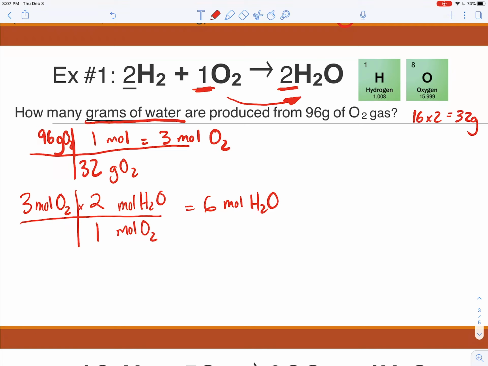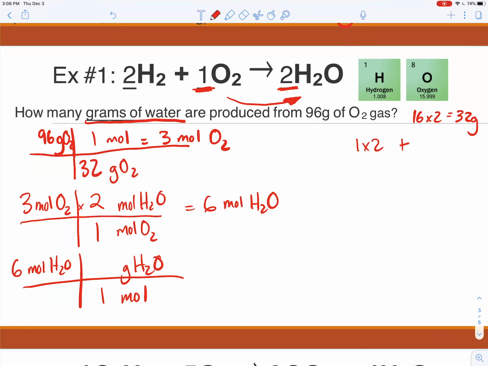Okay. Now that we have our 6 moles of water, we can finally do the last conversion, which is to get grams of water. So the last step is to convert to grams by multiplying by the molar mass of water. So the molar mass of water is going to be 2 hydrogens plus 1 oxygen. So that's going to be 18 grams per mole for H2O. I'm going to put that number here.